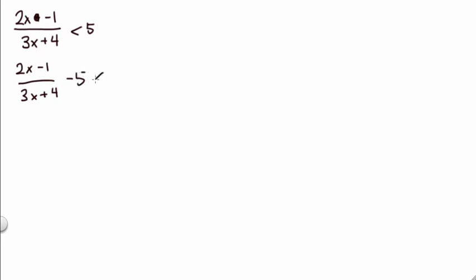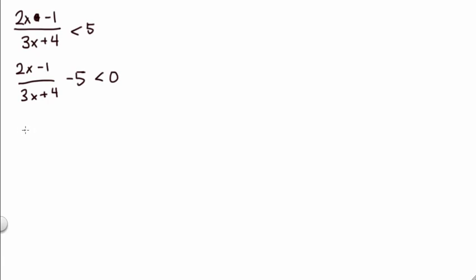Last example that we have is another rational expression. So we get (2x - 1) over (3x + 4) is less than 5. Okay, so same as before, I want to work with comparing to zero, right? So (2x - 1) over (3x + 4) minus 5 is less than 0.